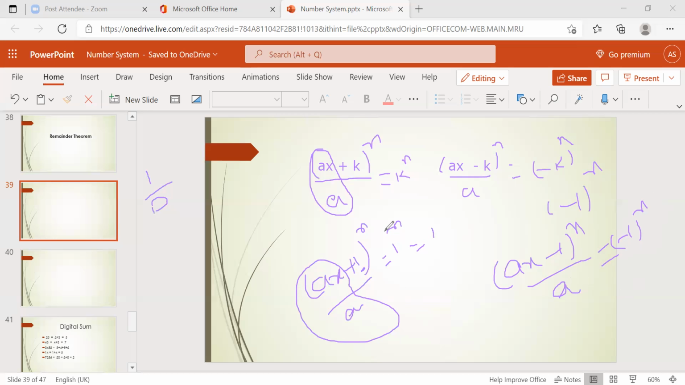So we'll discuss some of the problems now. For example, some problems. So remember, ax plus k we need to write in the form of ax plus 1 format, right? So this is our important thing. Now check this.